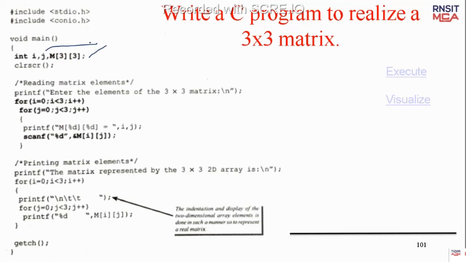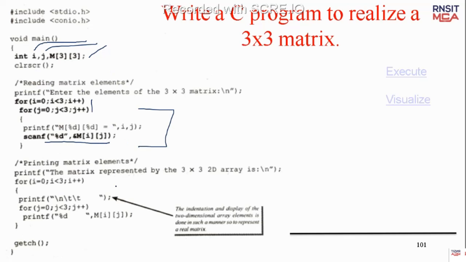Then i and j are two variables required for looping. You create two loops: for i = 0, i less than 3, i plus plus; in the same way, j = 0, j less than 3, j plus plus. You print the element ij prompt so that the user understands what to type, and he will enter the value, that is, he will do the scan. So he reads the matrix.